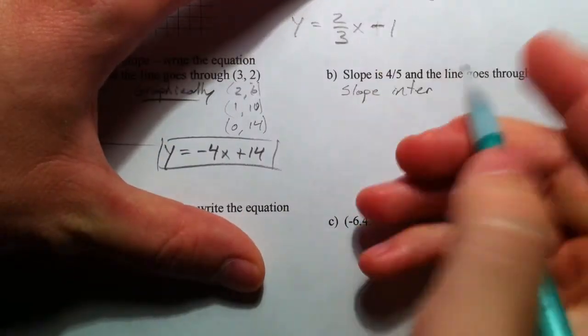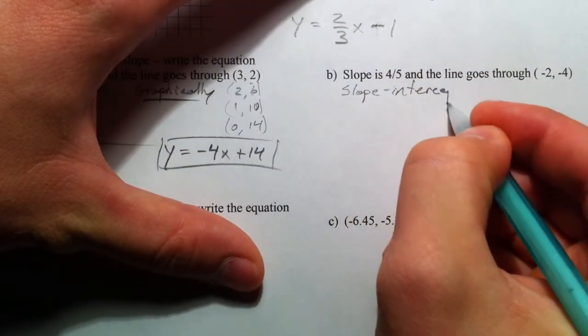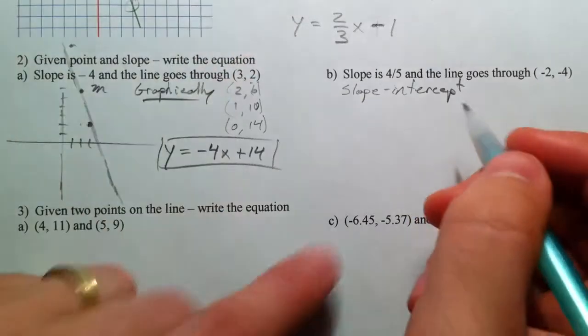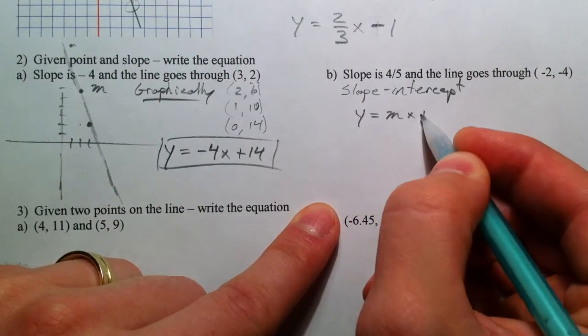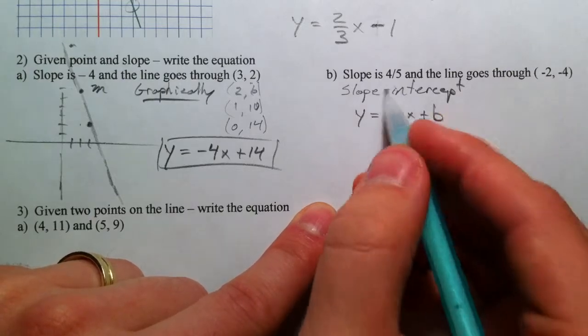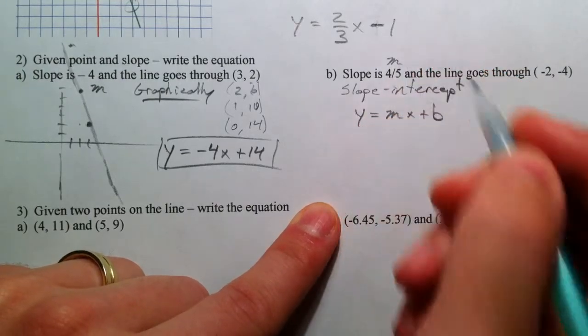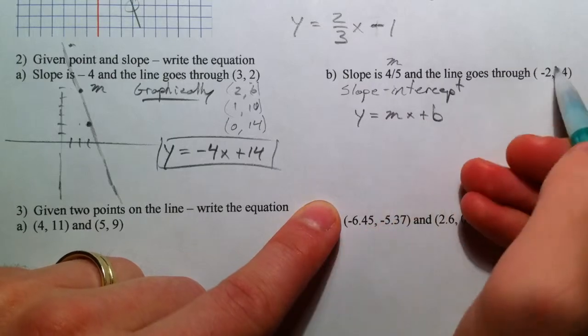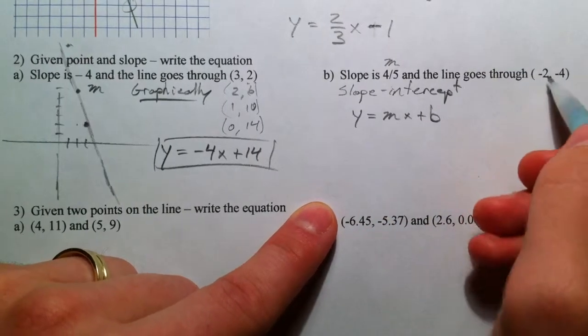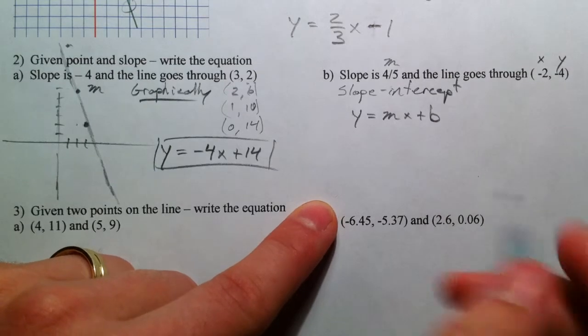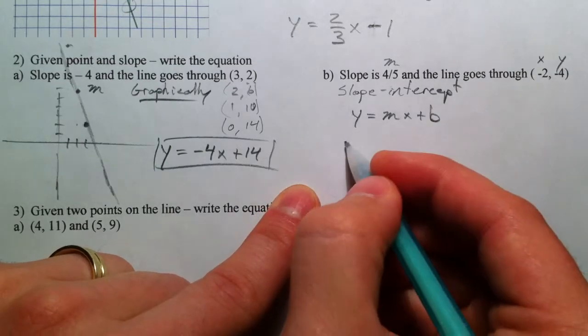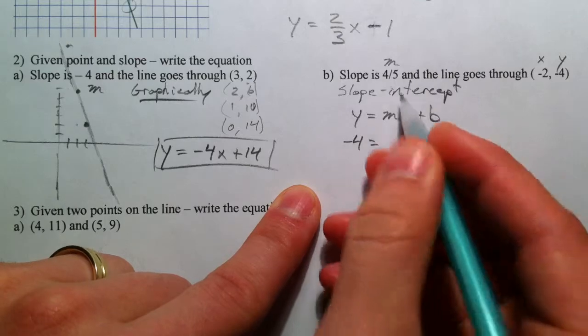Sorry, yeah, slope-intercept. We'll use that this time. Some of you are just used to plugging in for y equals mx plus b. We have a slope, that's our m, 4/5, it's going to go up. And then this is an x and this is a y, -2, -4.